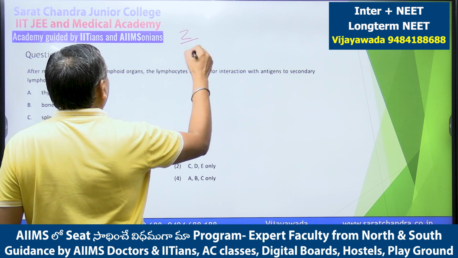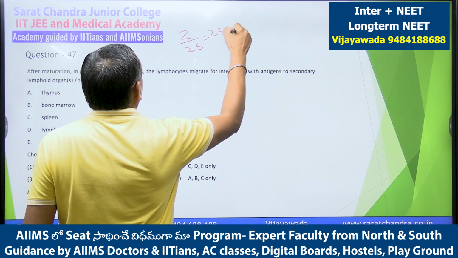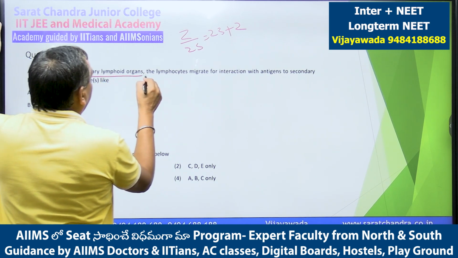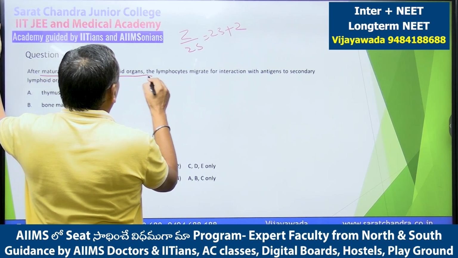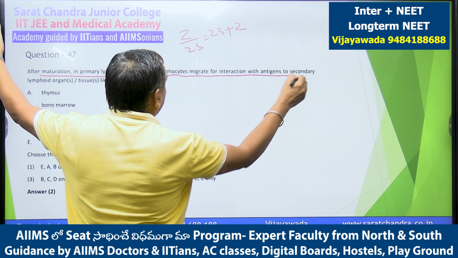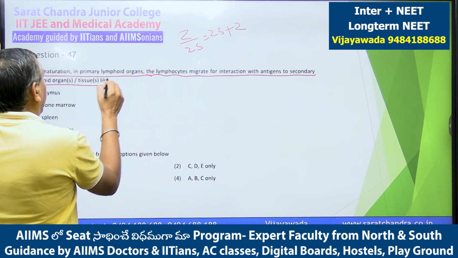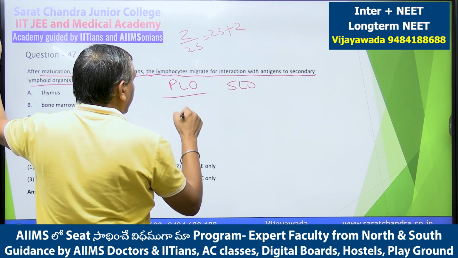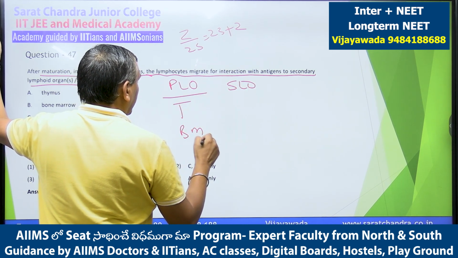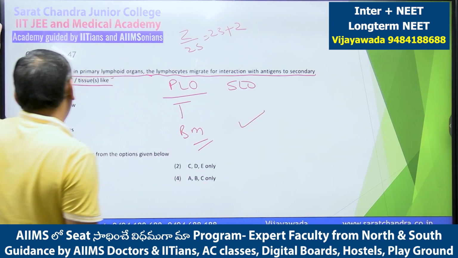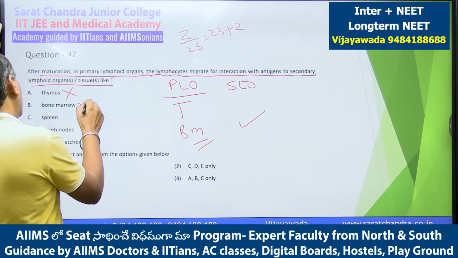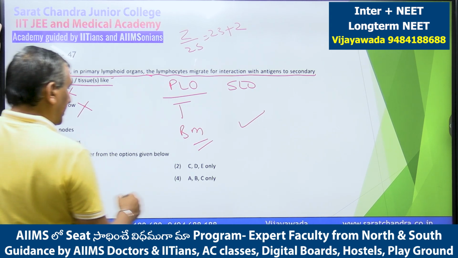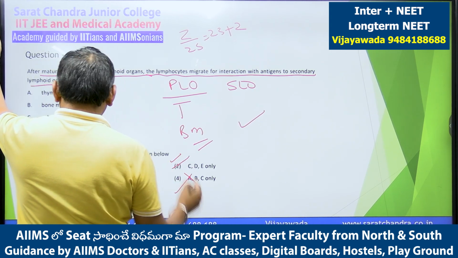Now Zoology 25. Now it is 23 plus 2. After maturation in the primary lymphoid organ, the lymphocytes migrate and interact with antigen in secondary lymphoid organs like. So you have to remember primary lymphoid organ and secondary lymphoid organ. Thymus and bone marrow are primary, remaining are secondary. So A and B are not there. What is the answer? 2.